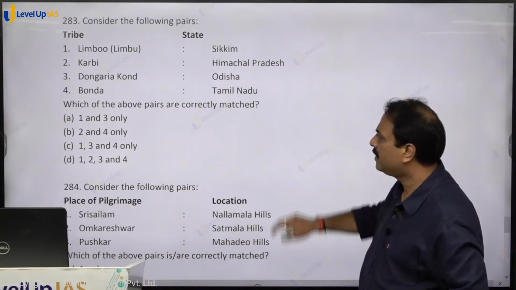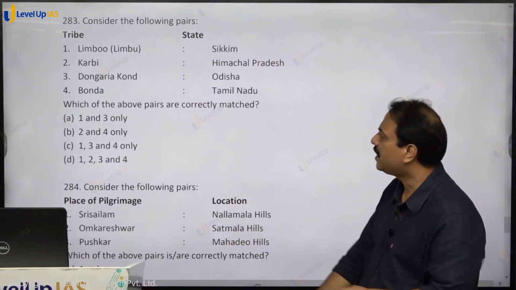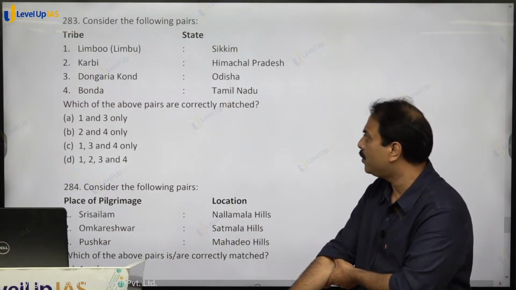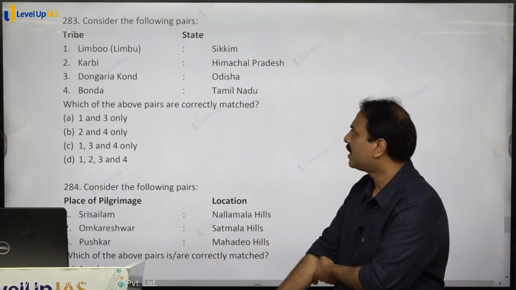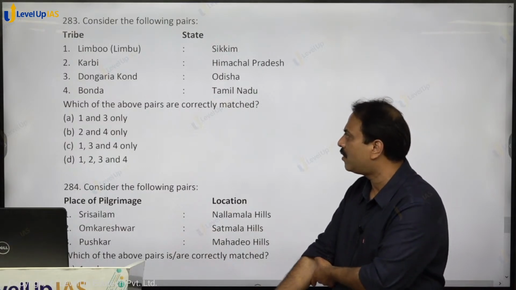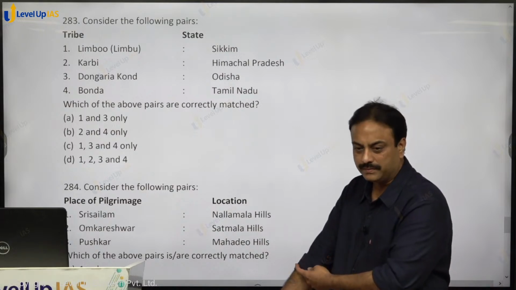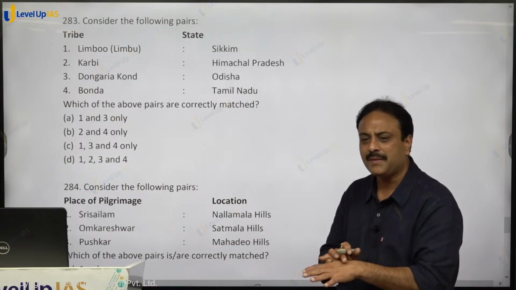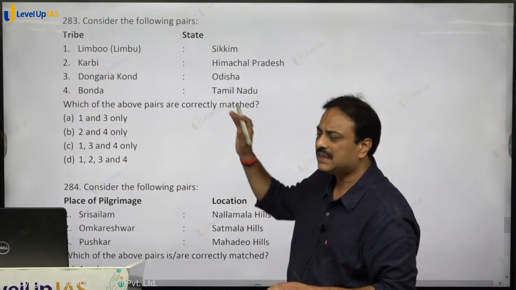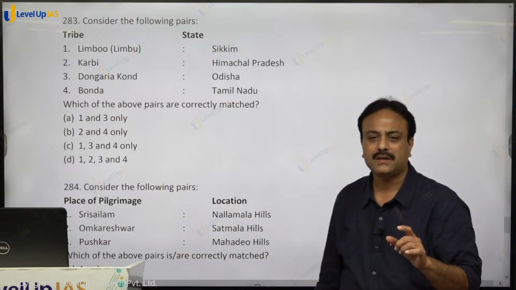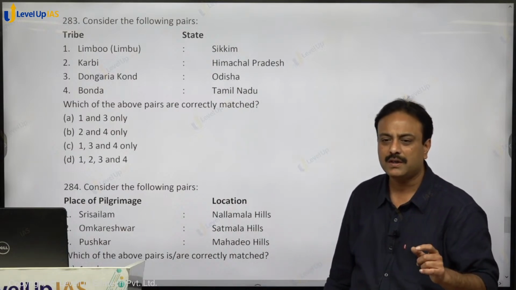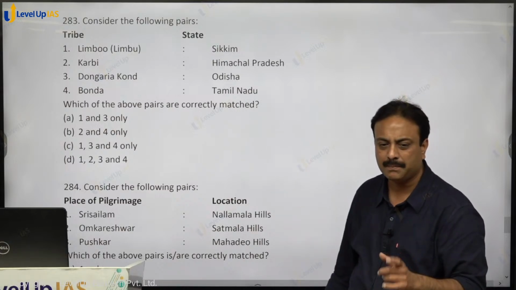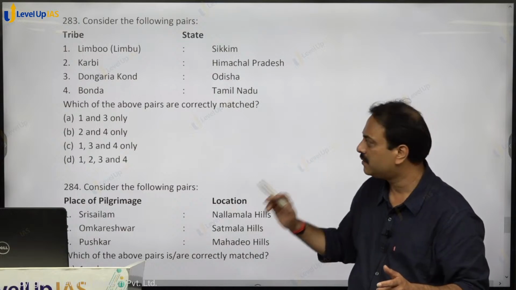Have a look at question number 283. Consider the following pairs: tribes are given and the states are given. Tribe is Limbu, state mentioned as Sikkim; Karbi, Himachal Pradesh; Dongaria Kond, Odisha; Bonda, Tamil Nadu. Now these tribes remain in news. Limbu is a prominent tribe of the region, the northern part of West Bengal, Sikkim, parts of Assam. You get this tribe over there, that is called Limbu. So pair 1 is correctly matched.